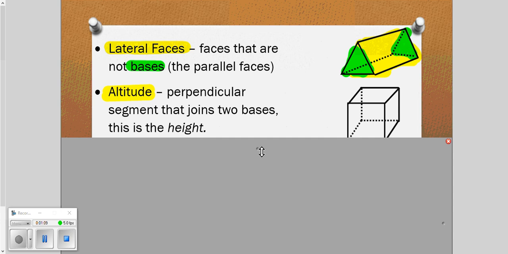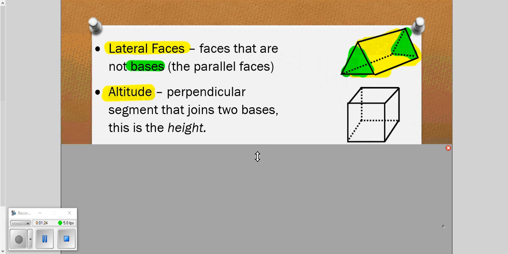The altitude has a meaning that is pretty similar to the definition that we've used for other shapes. It's perpendicular, which was true whether it was a trapezoid, a triangle, a parallelogram, etc. And it joins the 2 bases, and that will function as our height. I'd like you to go ahead and draw this rectangular prism.